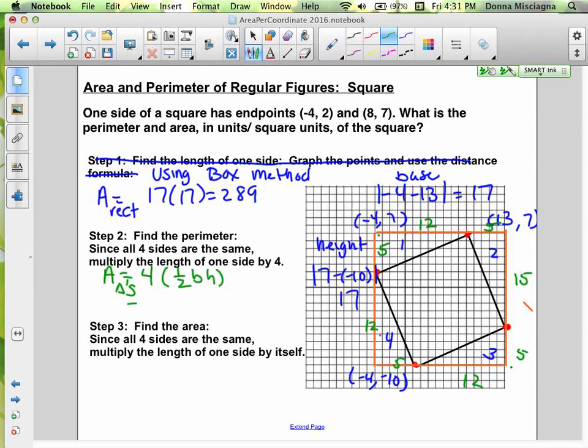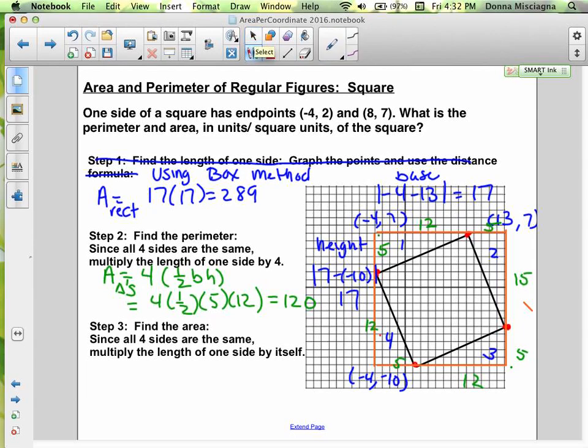So that's going to be 4 times 1/2 times 5 times 12. Right? So half of 4 is 2, and 2 times 5 is going to give us 10, and then 10 times 12 is 120. Right? So now let's take our area using the box method.